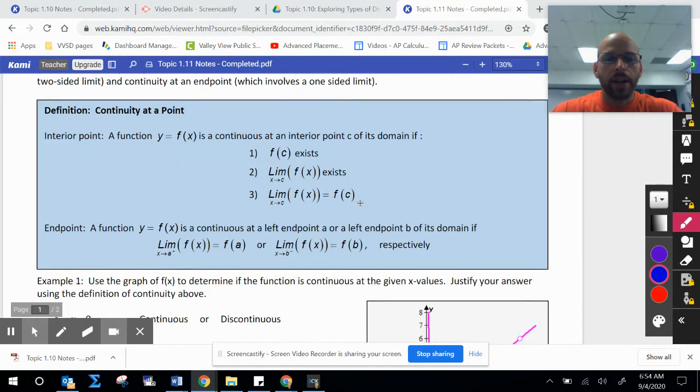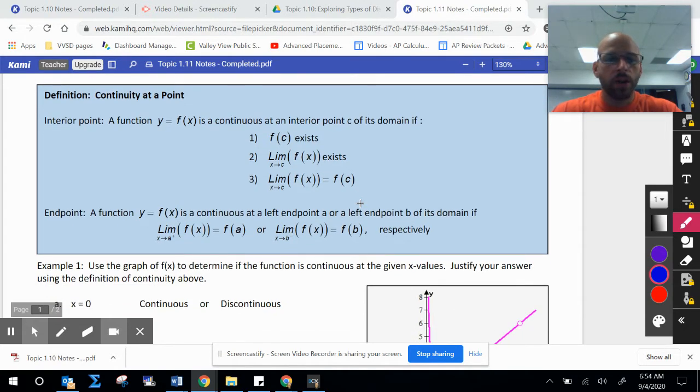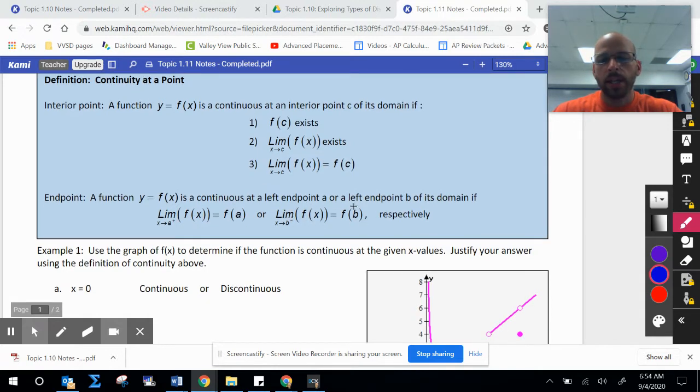Now, if we're talking about an endpoint, because that happens every so often, we just need to make sure that if I'm talking about the left endpoint, then the limit from the right is going to equal the output. And if I'm talking about the right endpoint, then the limit from the left is going to equal the output. So as long as I approach that endpoint and it equals where it is, then it is still continuous at an endpoint. All right.